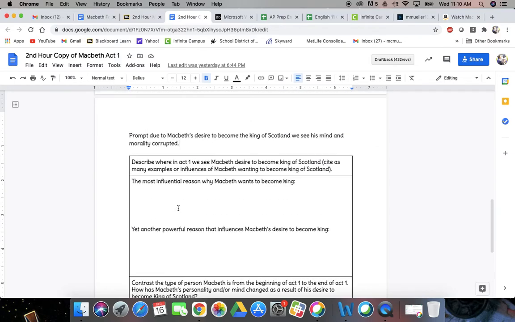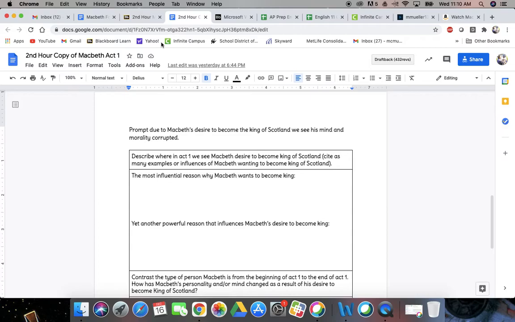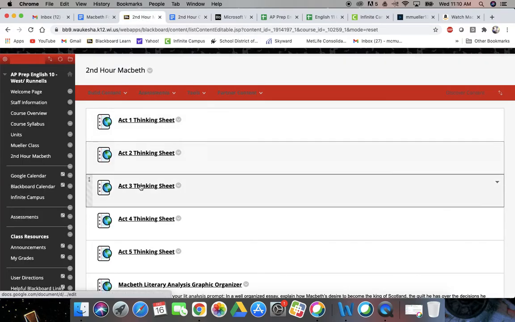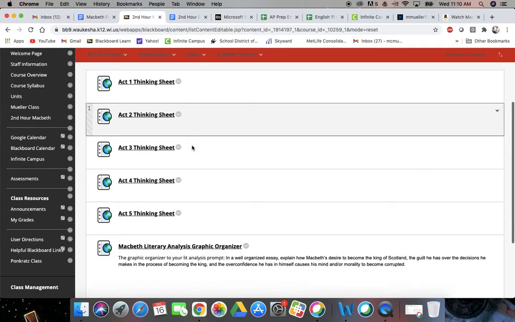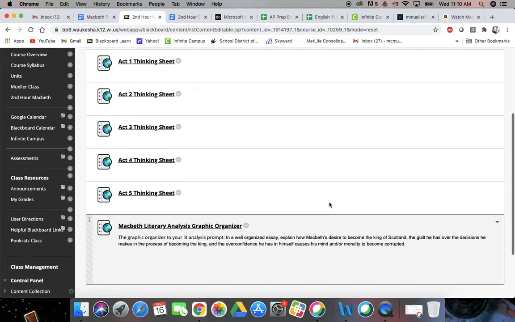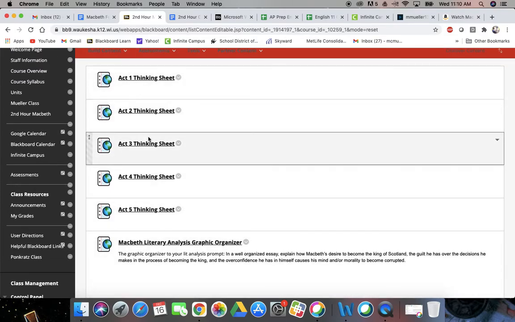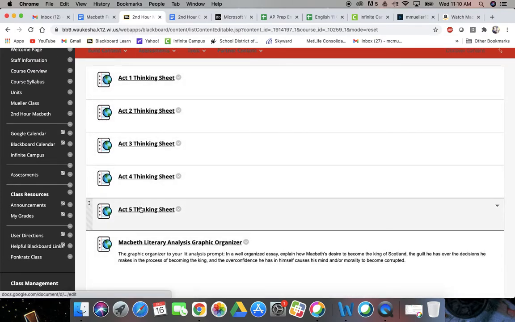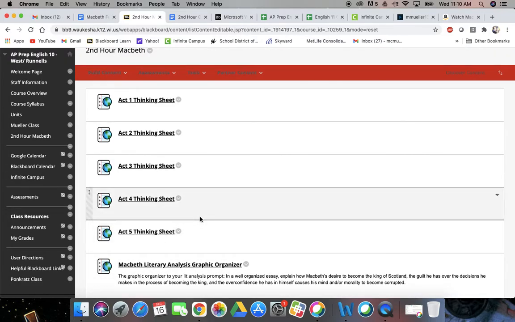So the second sheet of all these different thinking sheets are very important to help you eventually wrap around your literary analysis prompt. The idea of how Macbeth's desires, how his guilt, and how his overconfidence cause his mind, his morality, his personality to become corrupted. And page 2 of each of these thinking sheets is designed to help get you to eventually that point. So here's what we're going to be doing today in our study session.